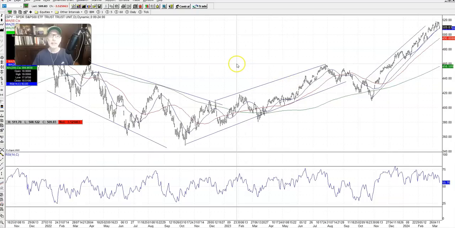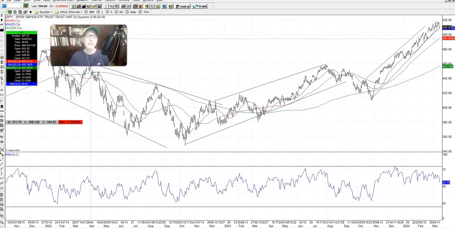We always want to look at the indexes first, specifically the S&P 500, because that's the best gauge of the overall market. So what you're seeing in front of you is the charts that I use. Up here is the price action. Down here is the RSI indicator.